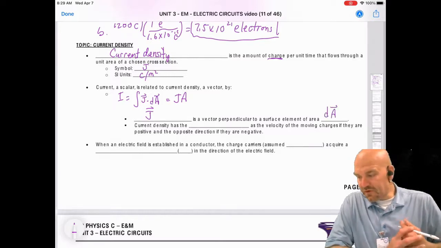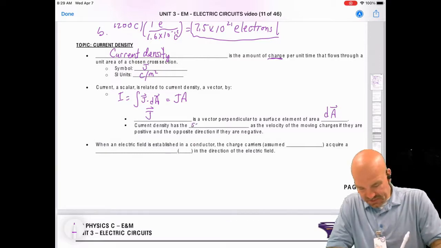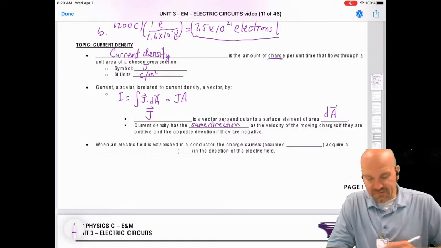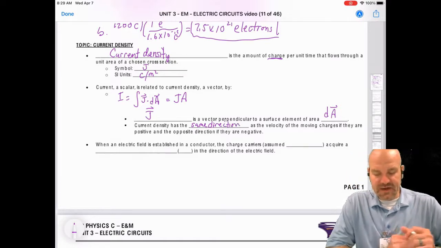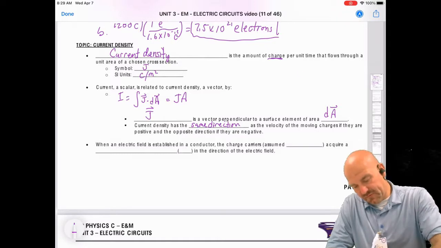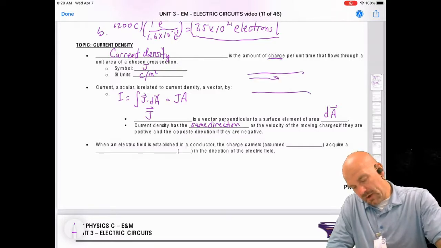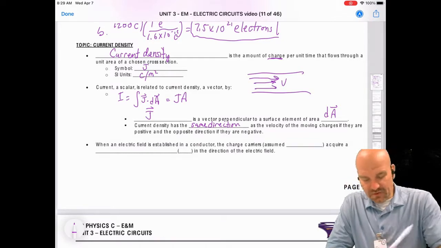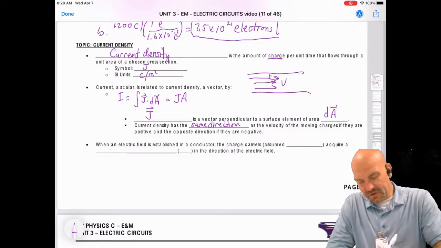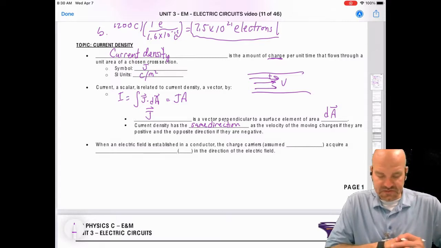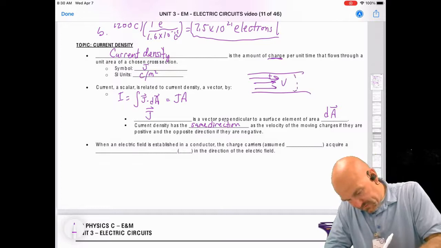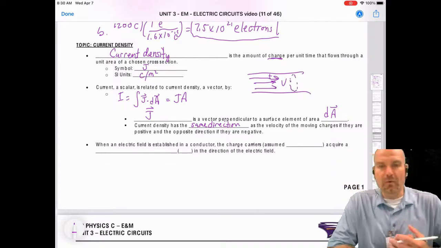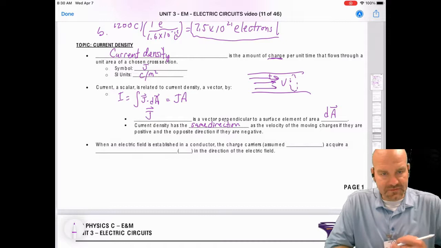Current density has the same direction as the velocity of the moving charge if the charges are positive, and opposite if they're negative. So if I have a wire and a positive flow this way, my current density is in the same direction, because I'm seeing how much is flowing through that point during any given time.